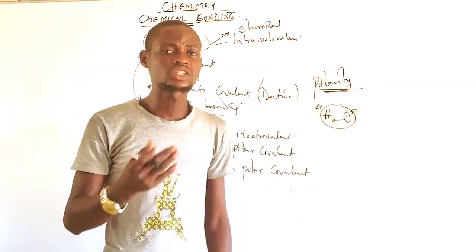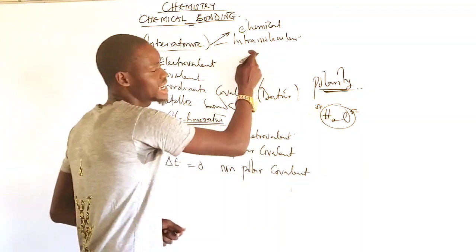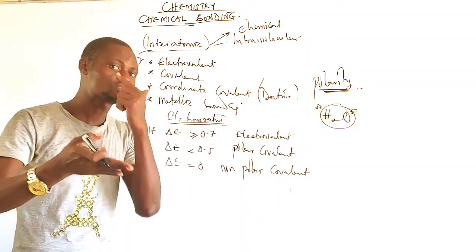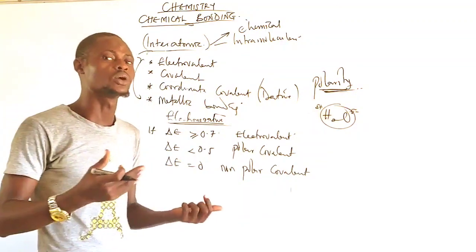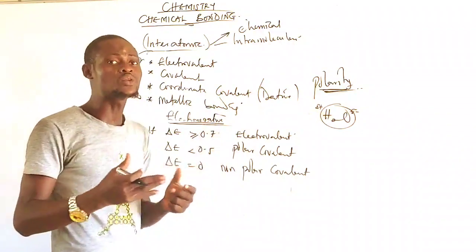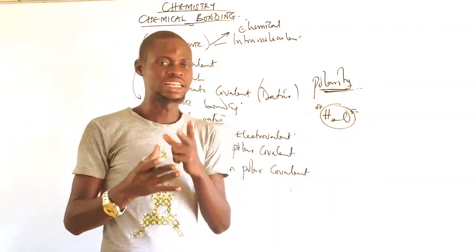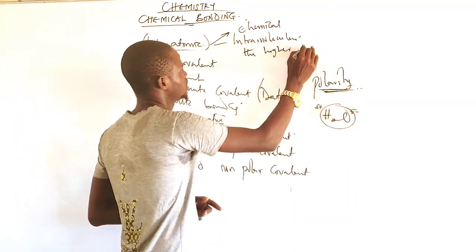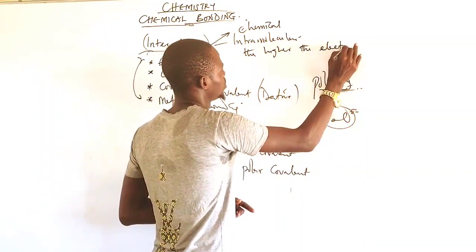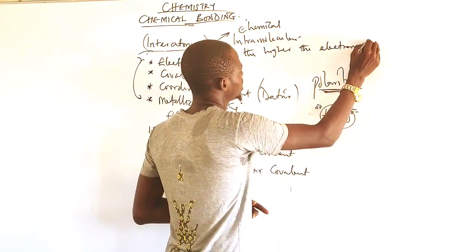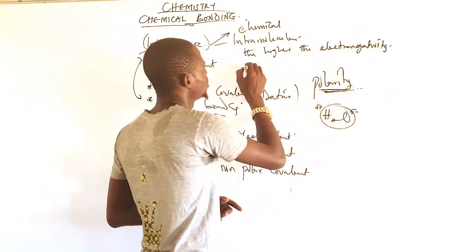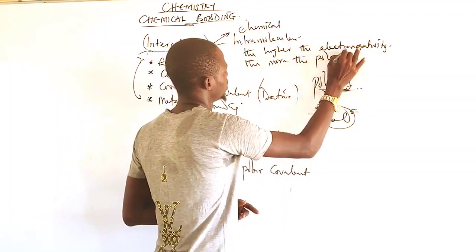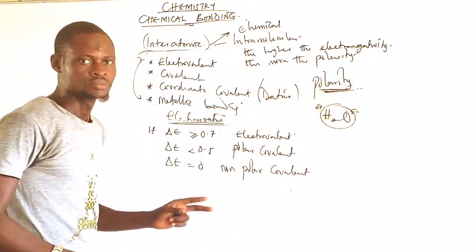Now, take note of this. The greater the electronegativity value, the greater the polarity of the bond. When the electronegativity value is great, then the polarity becomes greater. But when the electronegativity value is less, the polarity becomes less. Let me write it like this. The higher the electronegativity value, the more the polarity of the bond, and vice versa.